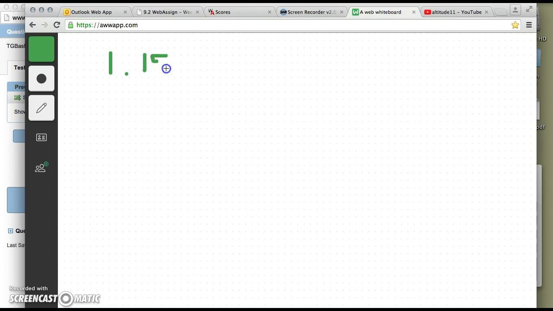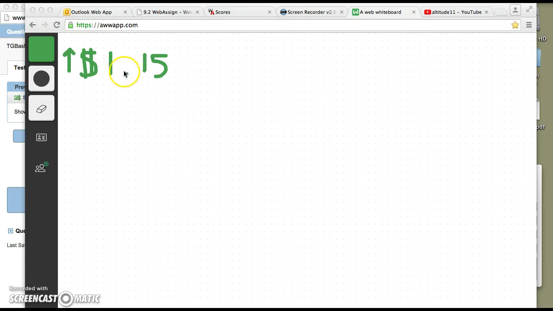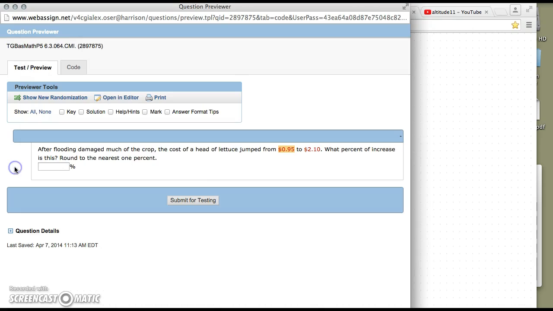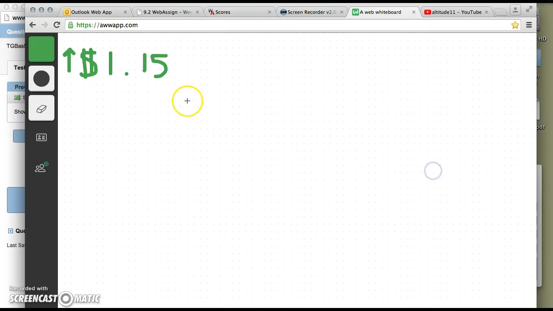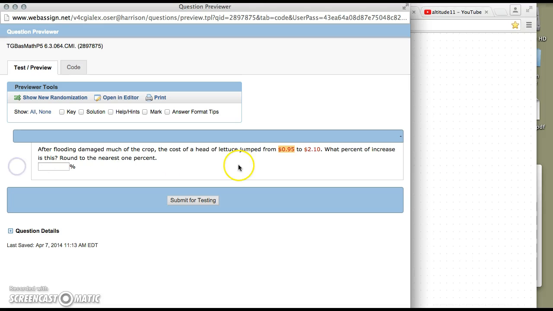All right, so we have increased. Let's kind of use a little arrow here to say we've increased by $1.15. Okay, so now the question becomes, $1.15 is what percent of 95 cents, the original cost that we had before the flooding caused the increase. So $1.15 is what percent of 95 cents.